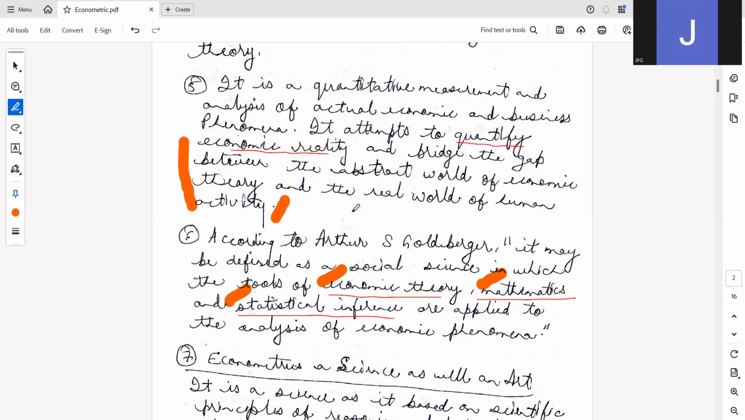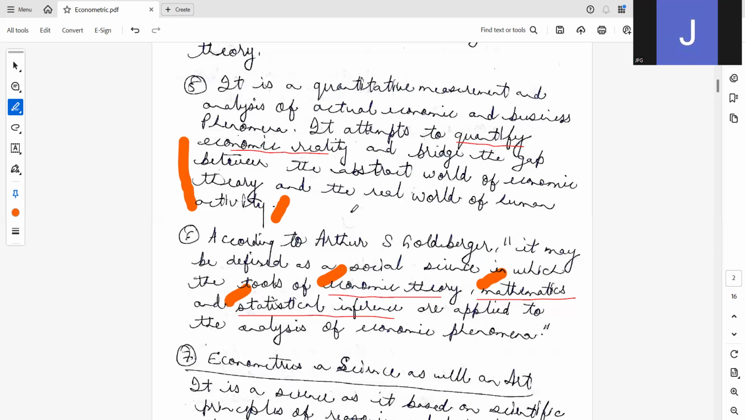What happens now is, see, abstract world of economic theory, abstract is something where it is not clearly defined. It is an idea, right? And that idea cannot be measured. Truth, honesty, fine beauty. This is something which cannot be measured.